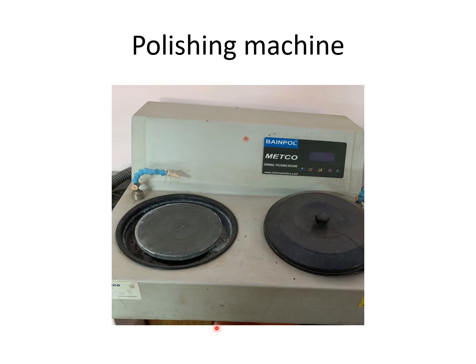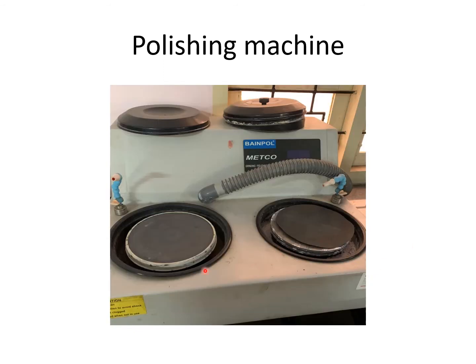Or we can run the machine and keep the sample. This is for 800, and there is one more side. This is 200, this is for 400, and this is for 600 and 800. For various grades we can use several polishing machines, and we can prepare the sample.